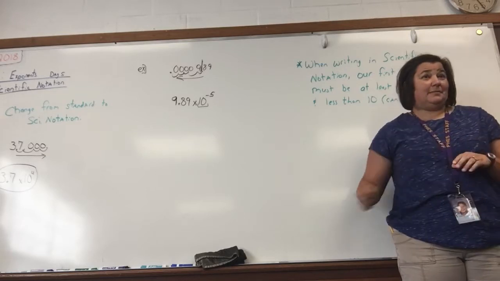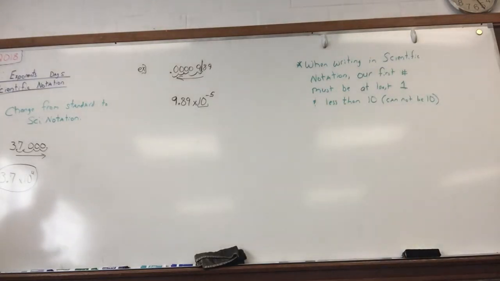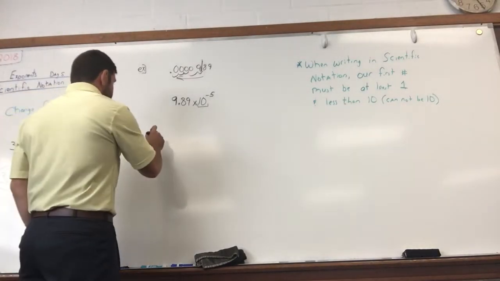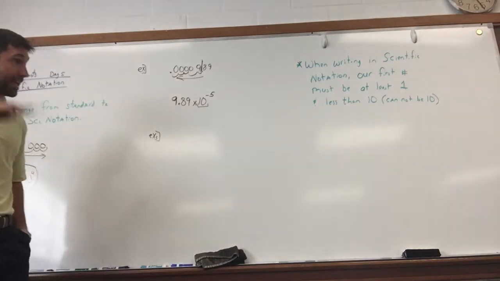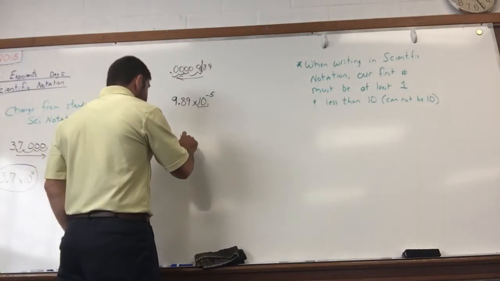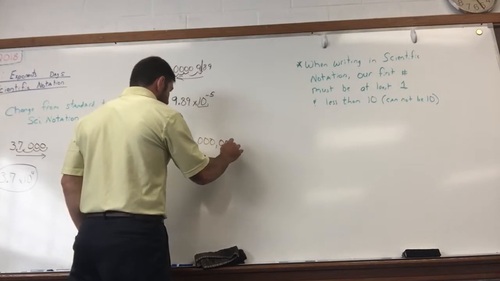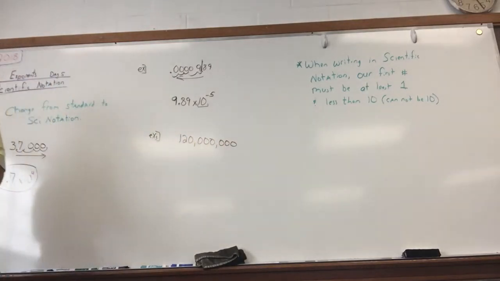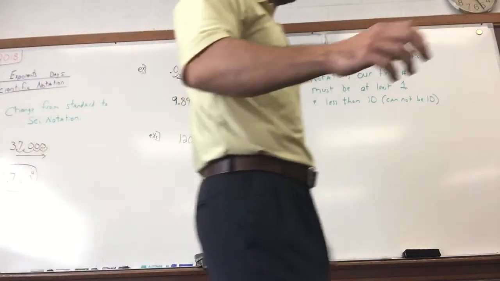Can you guys remember back to place value? So you're going to try this one on your own. I know we've only done 2. I think you can do this. So here's our third example. You're going from standard form to scientific notation. 120 million. So change 120 million into scientific notation.